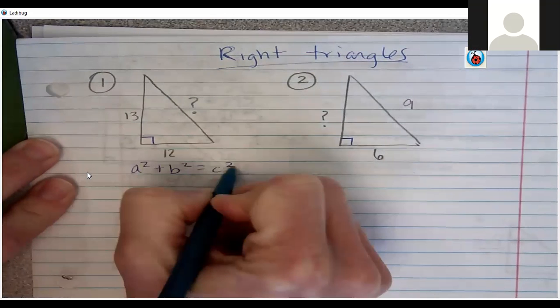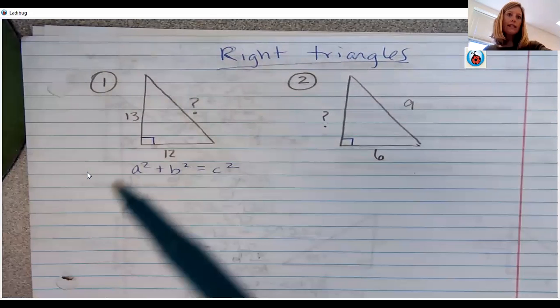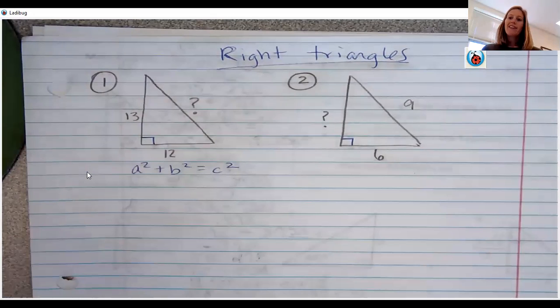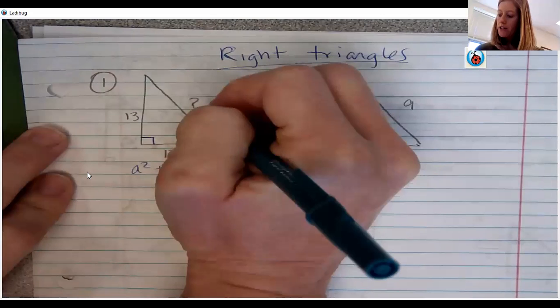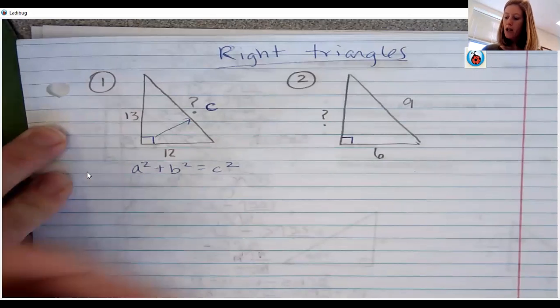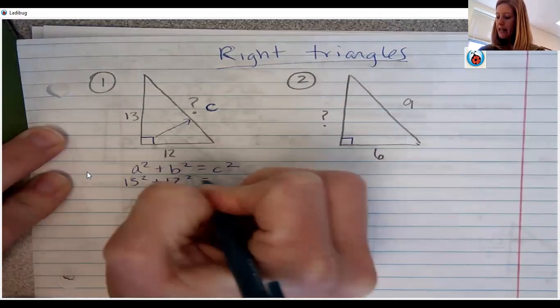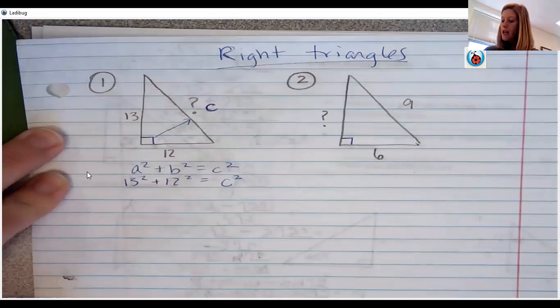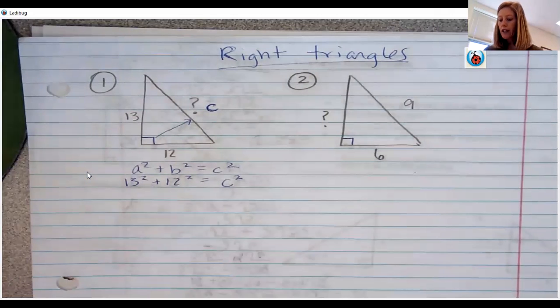Okay. And which one of the sides is C? How about somebody new? Hypotenuse. The hypotenuse is across from the right angle. So this is going to be my C. It doesn't matter which one of these are A and B. So I've got 13 squared plus 12 squared equals C squared. And you can go ahead and type that in your calculator.